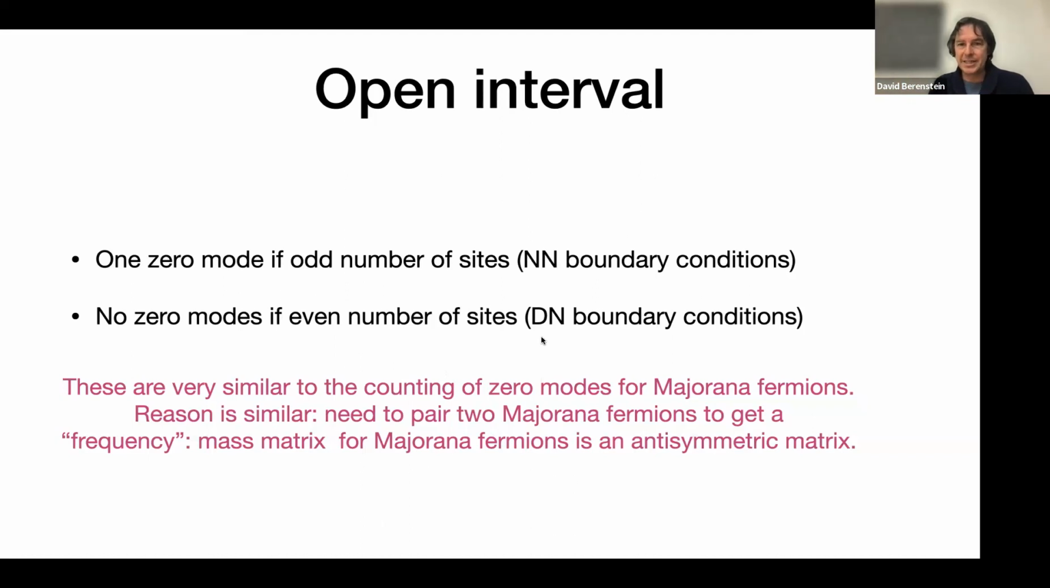Now, let me tell you what this counting is. It's very similar to counting of zero modes for Majorana fermions. So when Kitaev did his Majorana fermions on a wire, the counting of zero modes depended on whether the number of sites was even or odd. And the reason why the counting is the same is that when you give a mass to Majorana fermions, you need to pair them in groups of two. The Majorana mass matrix is antisymmetric, and therefore the statements about even versus oddness of numbers of zero modes apply to the Majorana fermions just like they do to these half bosons.